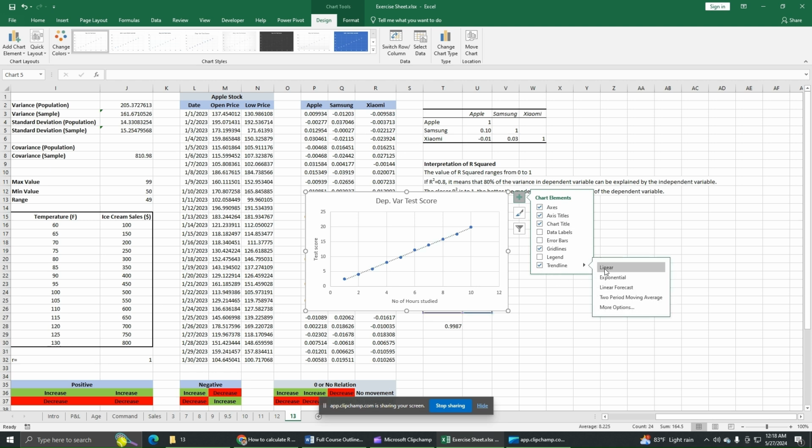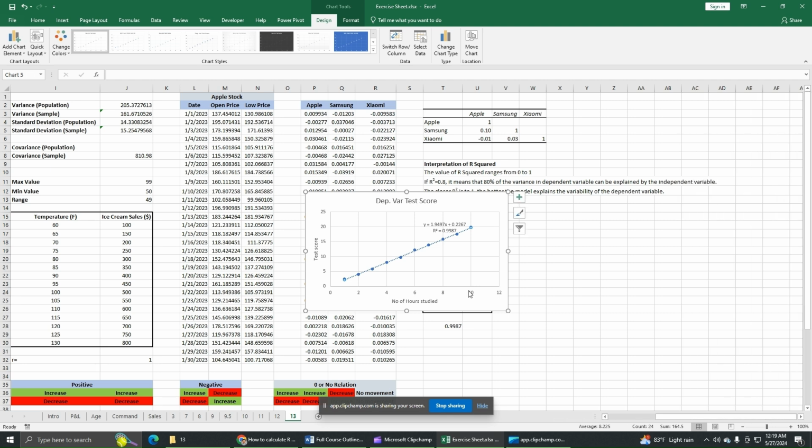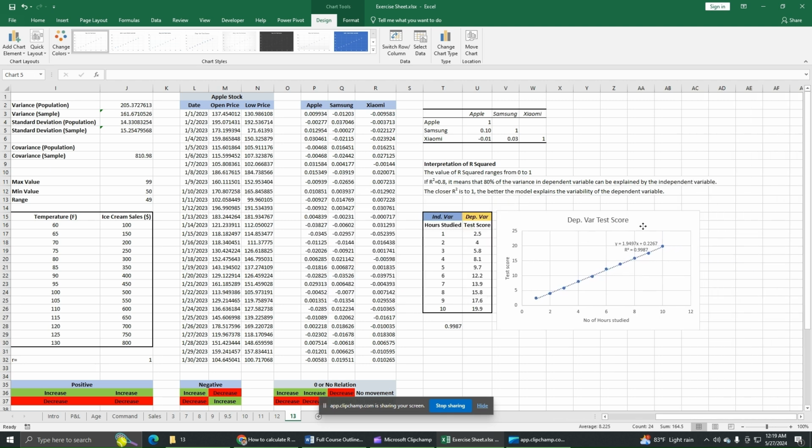We can make it linear, and from more options, we can display the equation on the chart. By clicking this, you can see the equation. This is a simple linear regression, and we can also display the r squared value on this chart. By clicking on this, you can see r squared is equal to 0.9987, a similar value. Okay, so this is how we can also plot a chart of r squared.